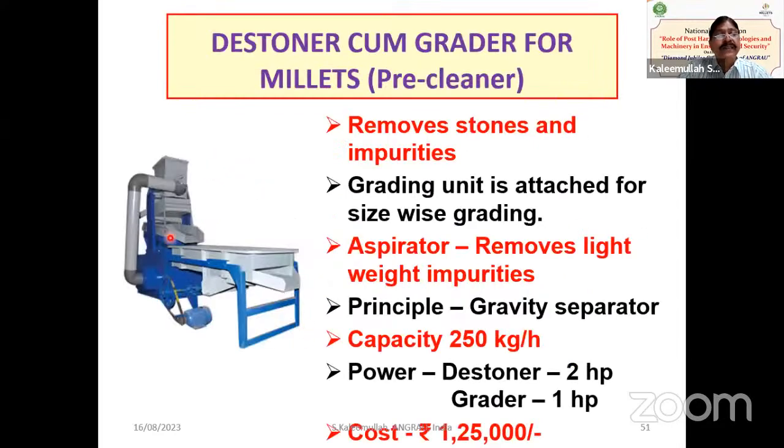And here you can see this is a destoner cum grader for millets. That is a pre-cleaner unit. It removes stones and impurities. Here there are a number of meshes, and they have a to and fro motion, and they rotate by using these motors. Its capacity is around 250 kg per hour, and the cost is around 1.25 lakhs.